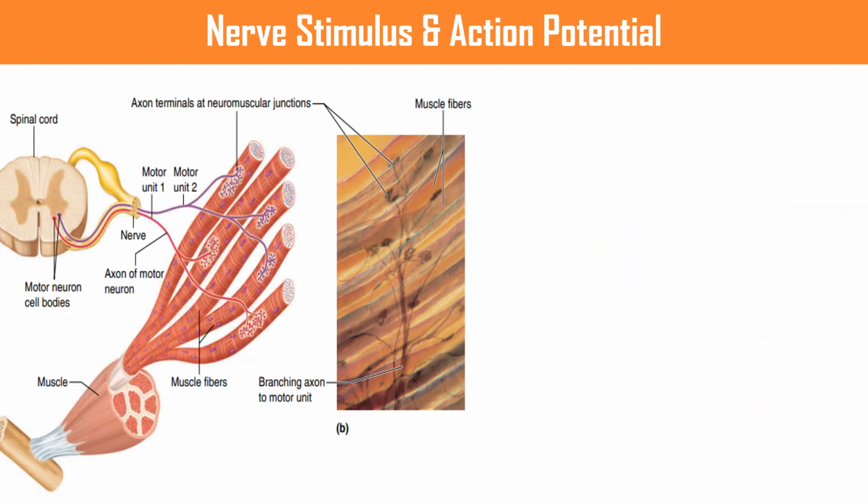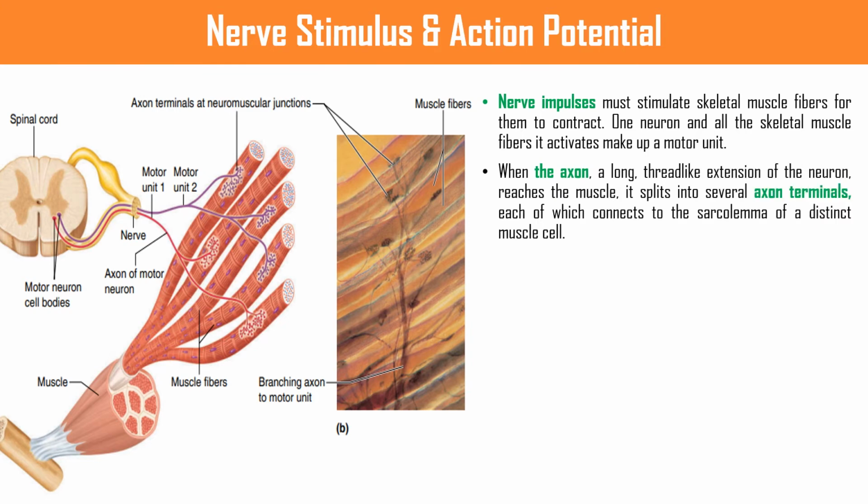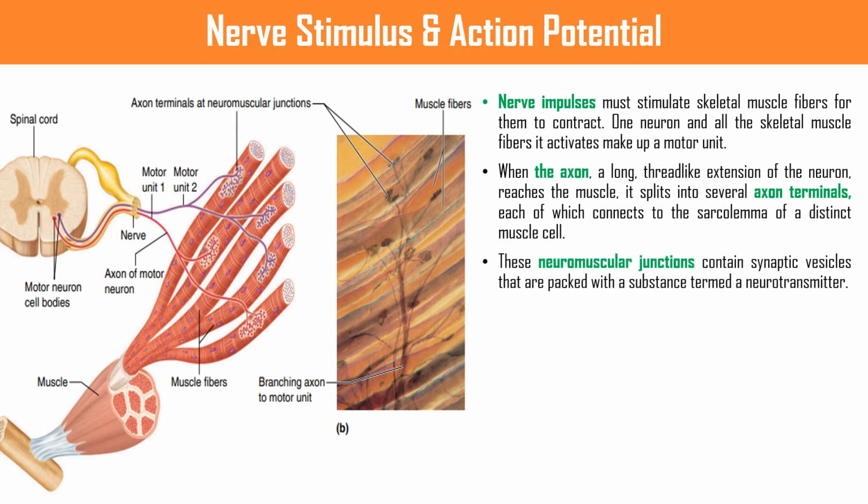Next is nerve stimulus and action potential. A nerve impulse must stimulate skeletal muscle fibers for them to contract. One neuron and all the skeletal muscle fibers it activates make up a motor unit. When the axon, a long thread-like extension of a neuron, reaches the muscle, it splits into several axon terminals, each of which connects to the sarcolemma of a distinct muscle cell.